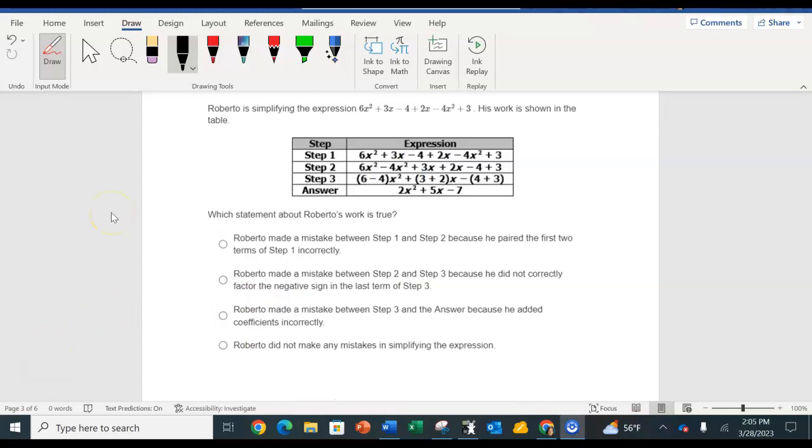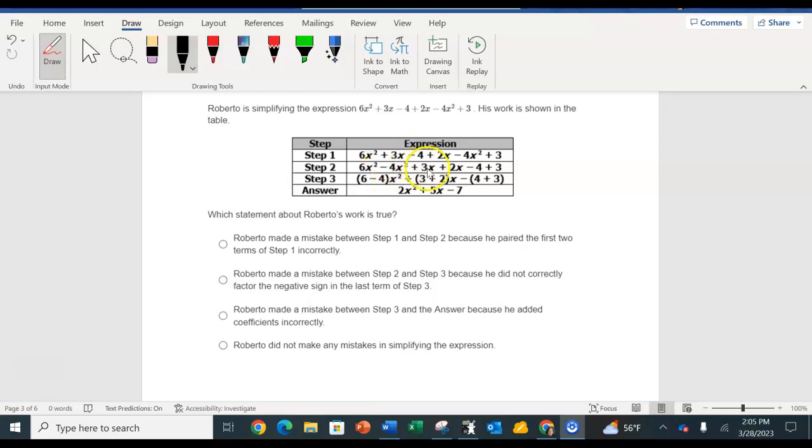All right, next question. Roberto is simplifying the expression. His work is shown in the table. Which statement about Roberto's work is true? All right, so step 1, you've got the expression. In step 2, it looks like he has rearranged to put his like terms together. So make sure when you rearrange, you take the sign with it. So here he took negative 4x squared and moved it over here.